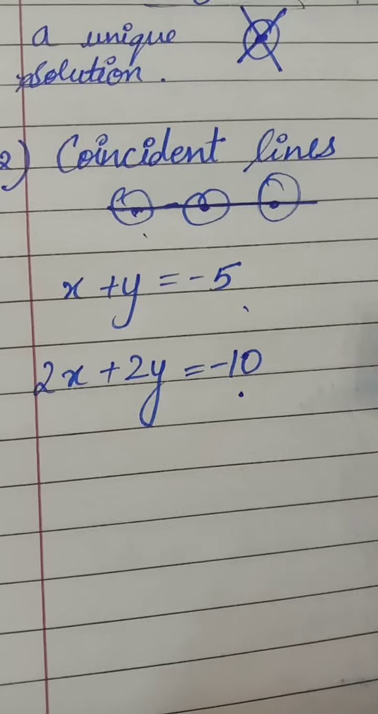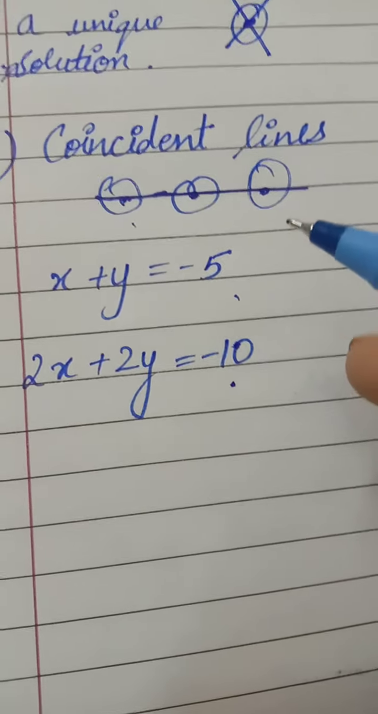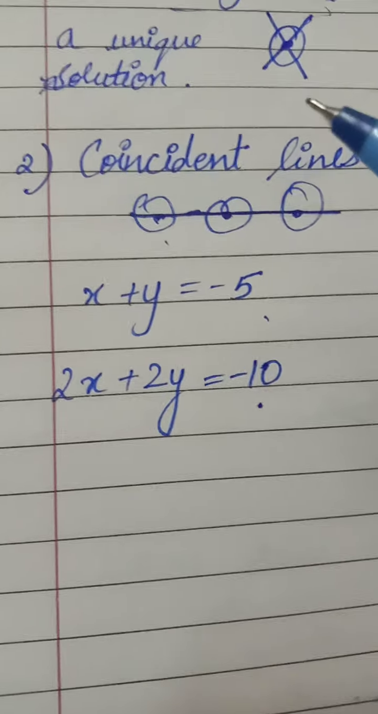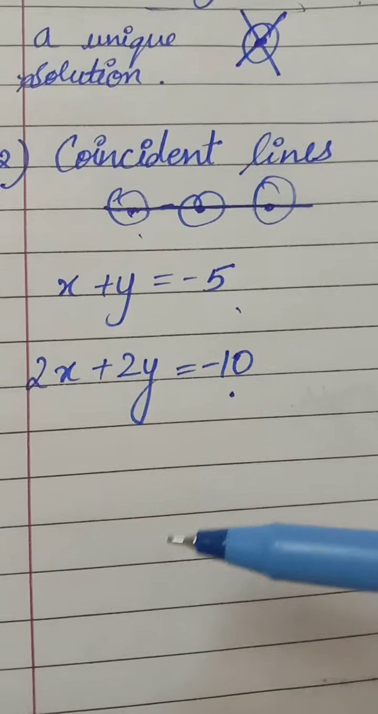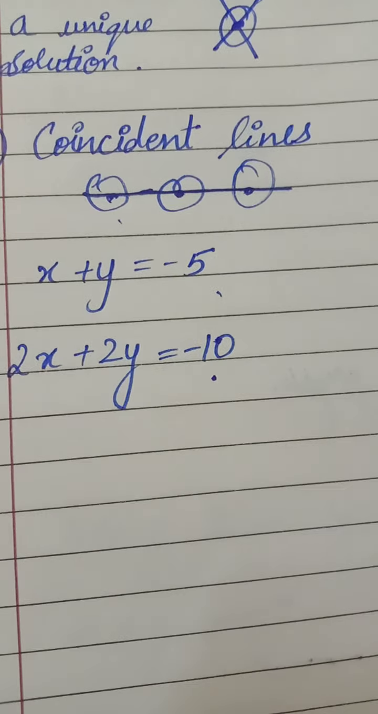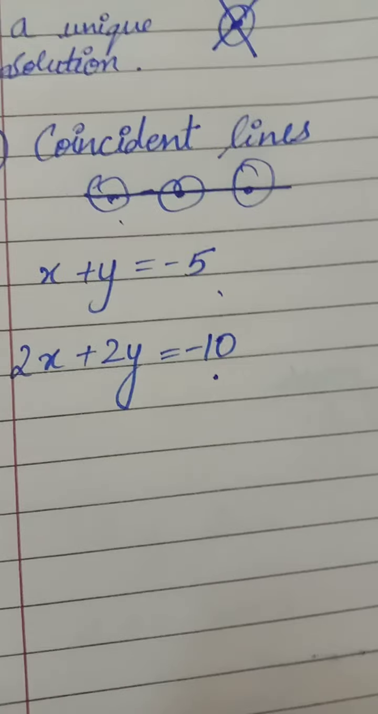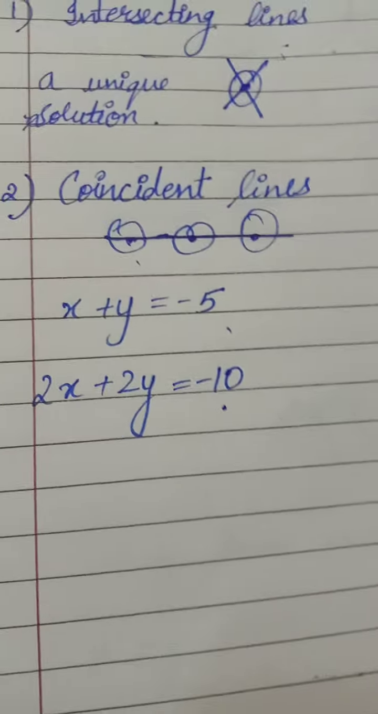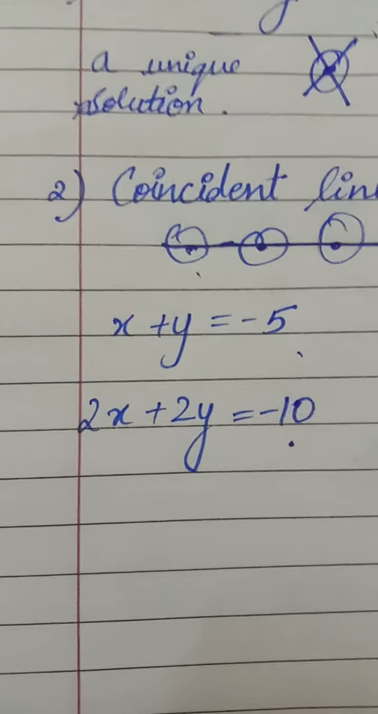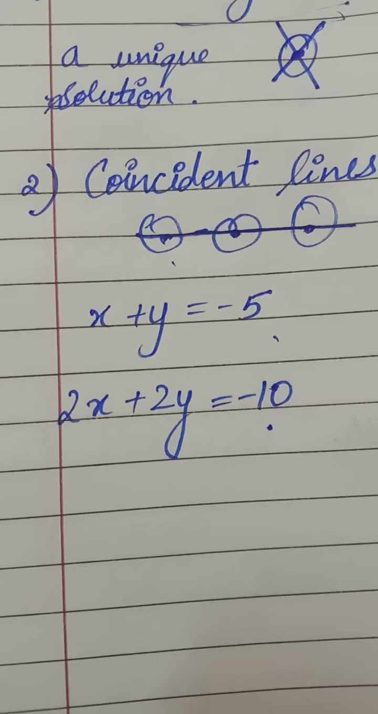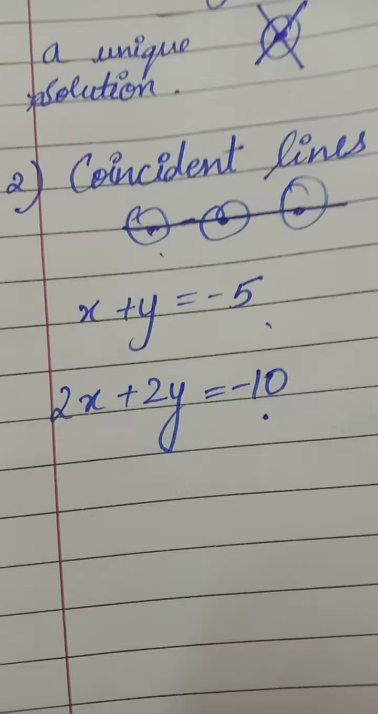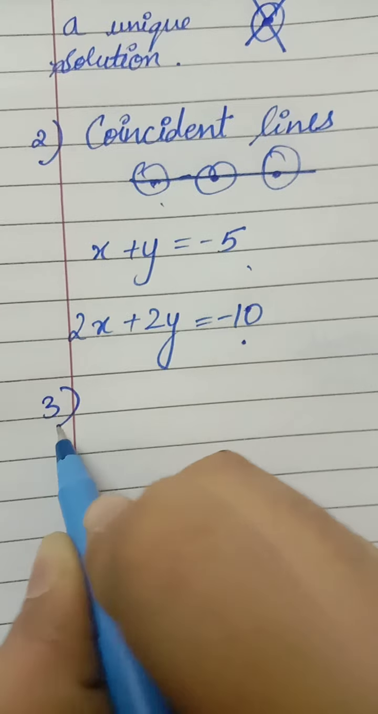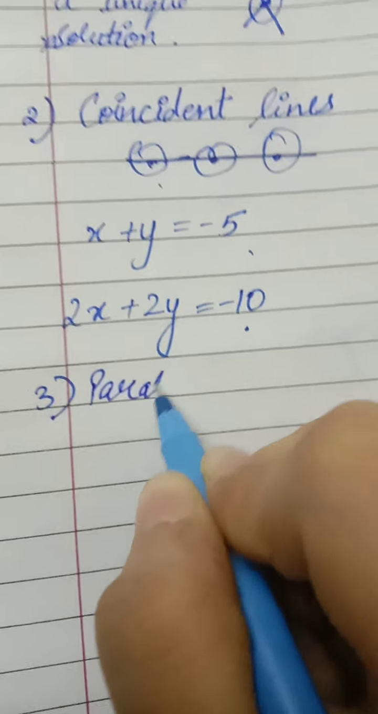We learned how to make the solutions in the previous class, but we'll be revising that before doing our exercise 3.1. So in these two equations we'll be having infinitely many solutions, and most of the solutions will be similar. That implies that the two equations are coincident, or they will be having coinciding lines or coincident lines.